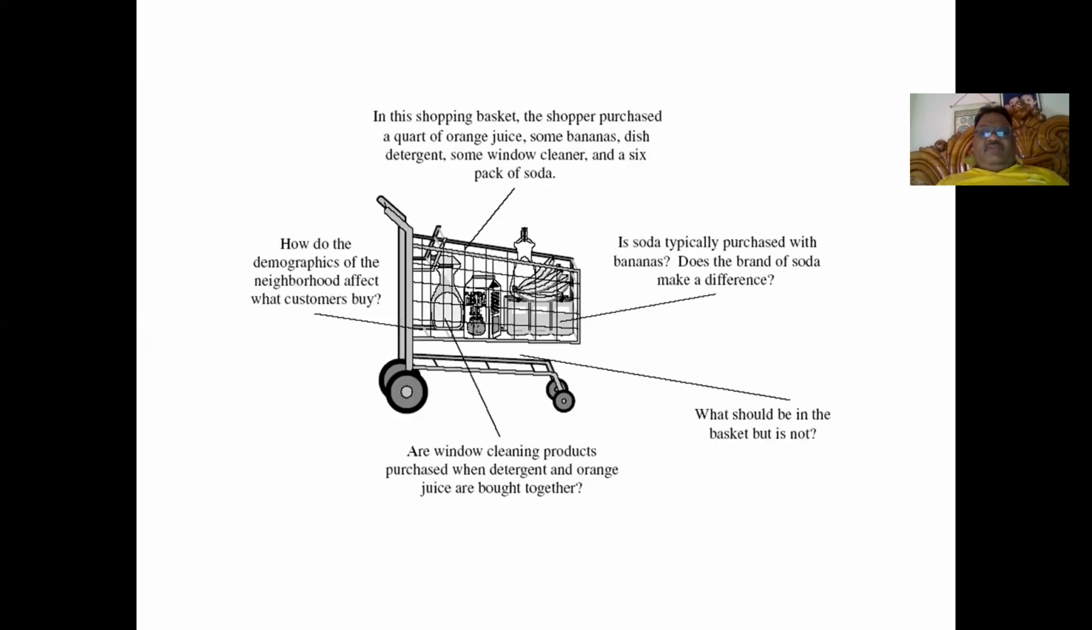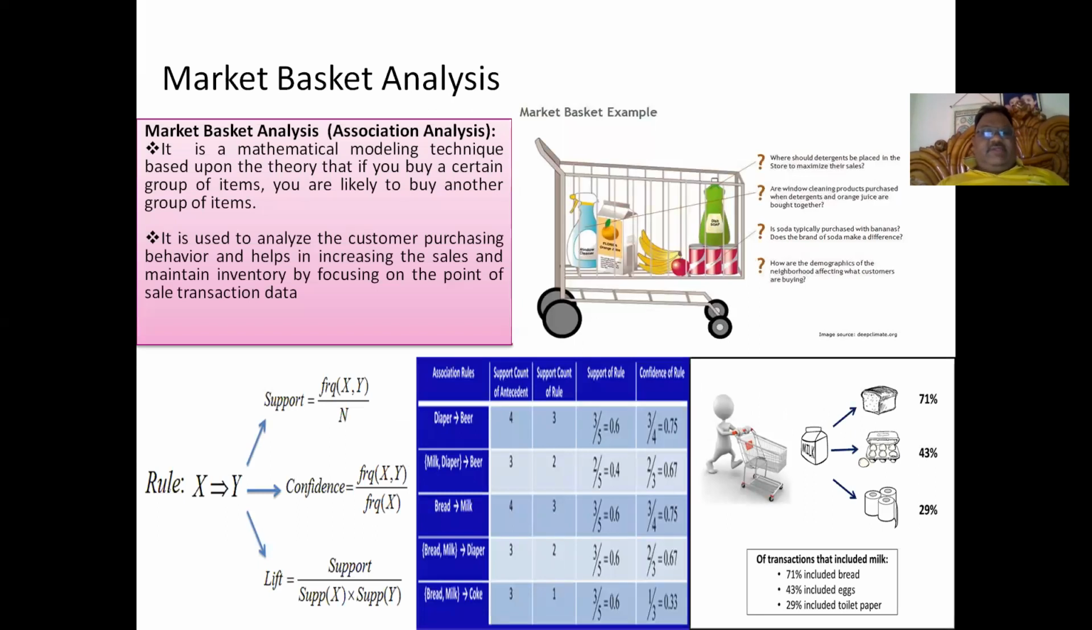To measure product affinity and the cross-selling space, we use a concept called market basket analysis. Market basket analysis is also called association analysis. It is a mathematical modeling technique based upon the theory that if you buy a certain group of items, you are likely to buy another group of items. It is also used to analyze customer purchasing behavior and helps in increasing sales and maintaining inventory by focusing on point of sale transaction data. We use three rules here: support, confidence, and lift. We will explain the whole technique in our coming sessions.